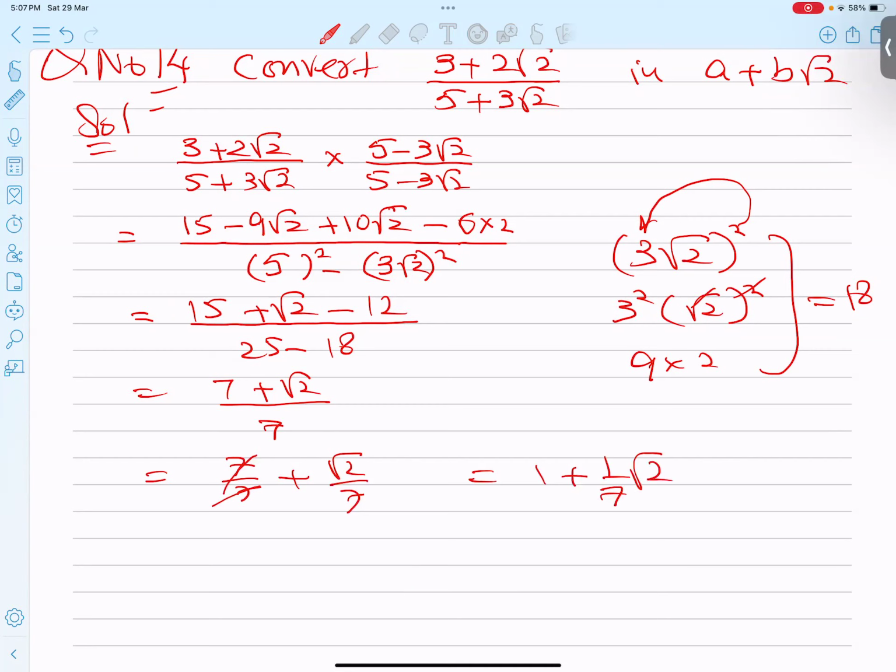So I think we check it here. So this is A value, and this is called B value. So I'm writing A value. Finally, I got a 1. B value got finally 1 divided by 7.